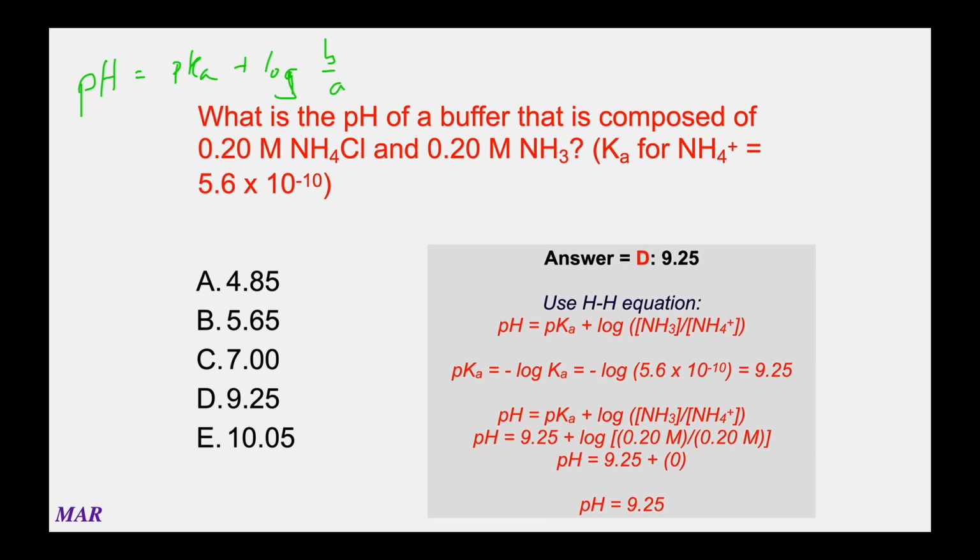So when you figure this problem out, it's 9.25. If the base and acid concentration, i.e. the ammonia and the ammonium, are the same, then pH equals pKa. So minus log of 5.6 times 10 to the minus 10th is 9.25. That's how you're going to find pH here.